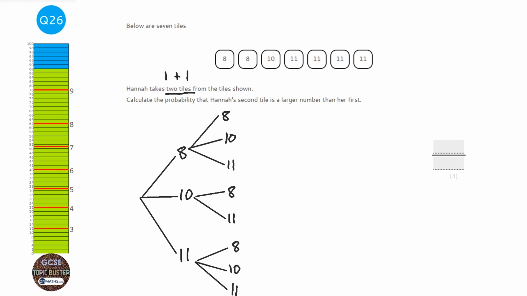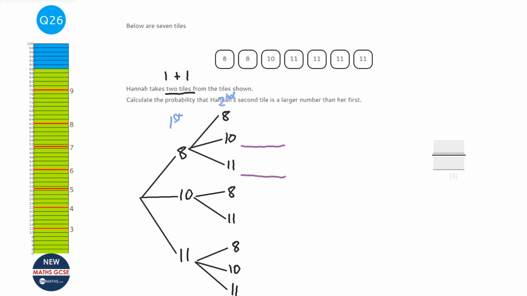Now the most important thing we realise is to work out which outcomes will end up with the second tile being larger. We should probably label this: this is the first tile, and this is the second tile. So which outcomes end up with her having a larger second tile? Well, this outcome here, 8 and then 10, 8 and then 11 will.